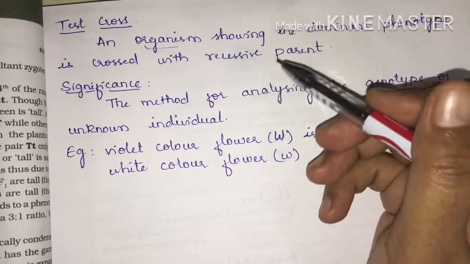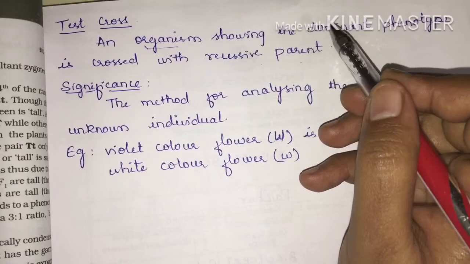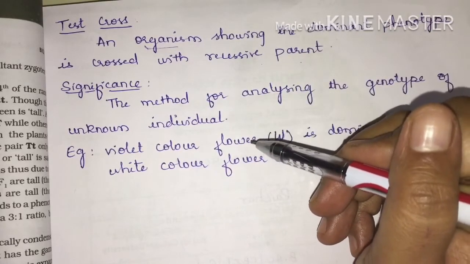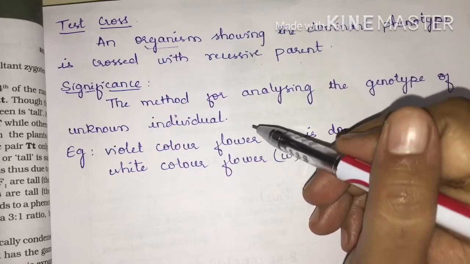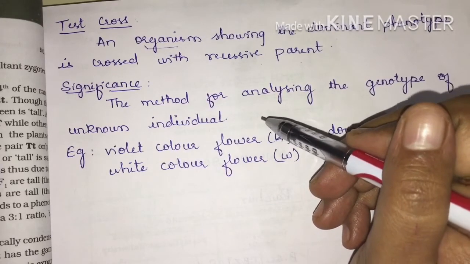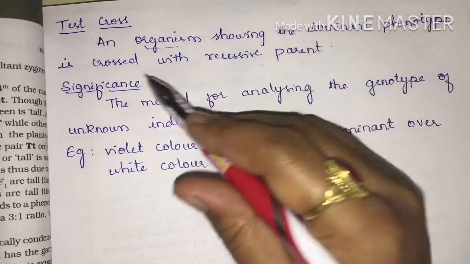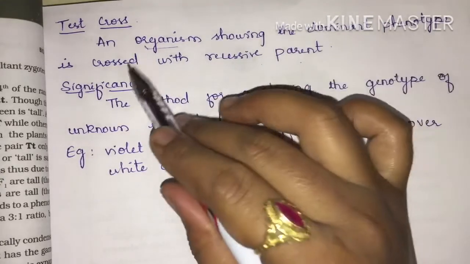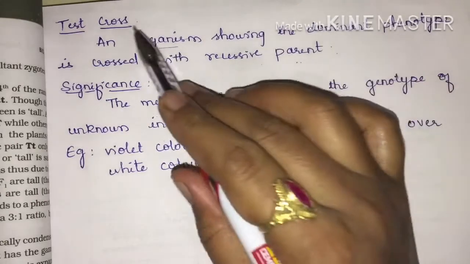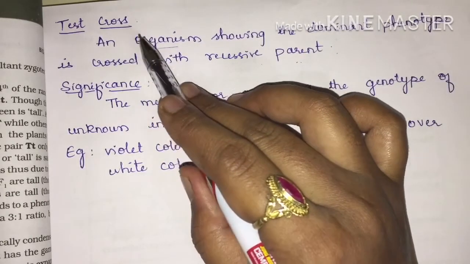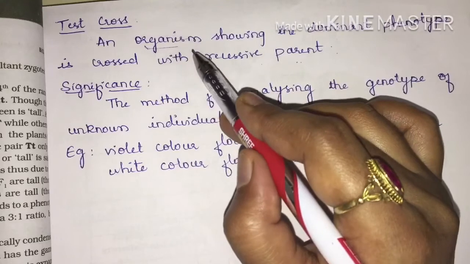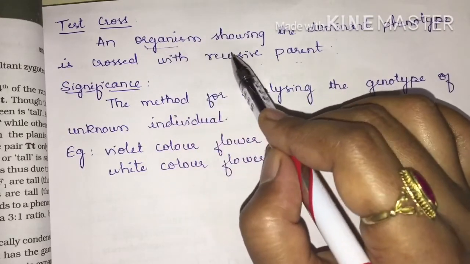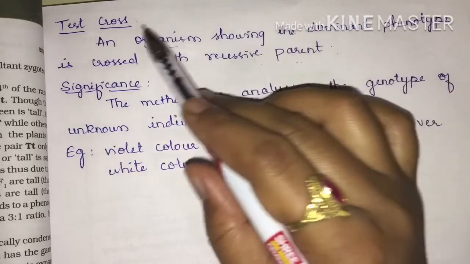Now when we say recessive parent, its offspring we got as the F1 individual. That F1 individual was tall, capital T and small t. Hope you remember this. So an organism showing the dominant phenotype crossed with a recessive parent is called a test cross. You can also write another definition: when an unknown individual, or an F1 individual, is crossed with a recessive parent, we call it a test cross.